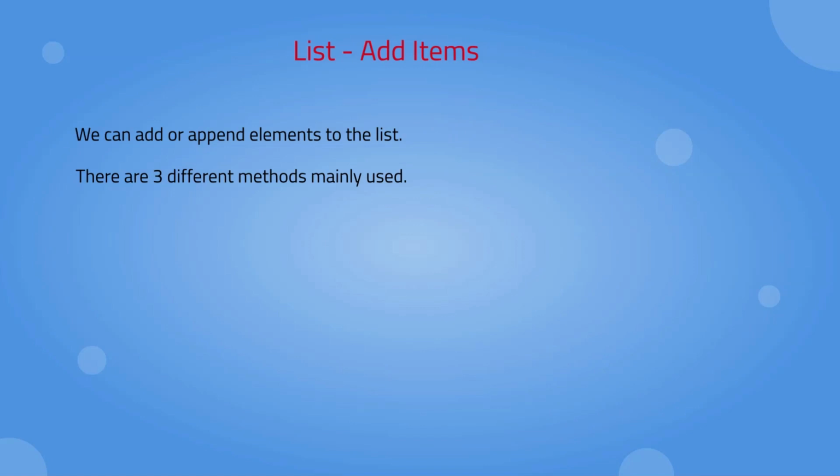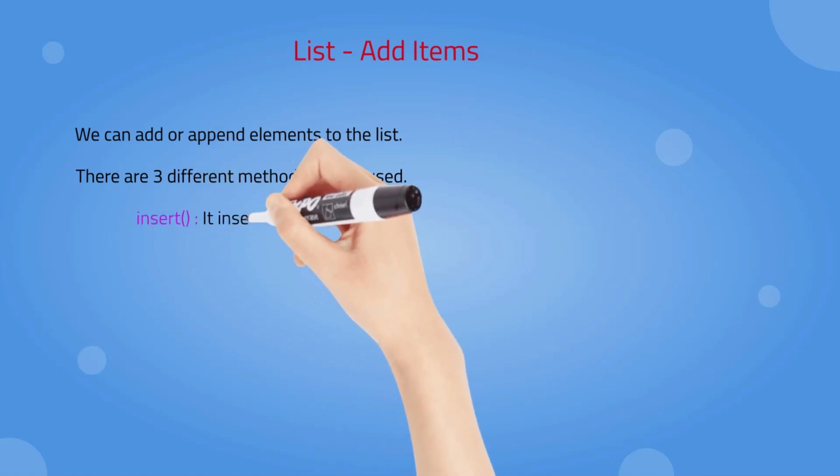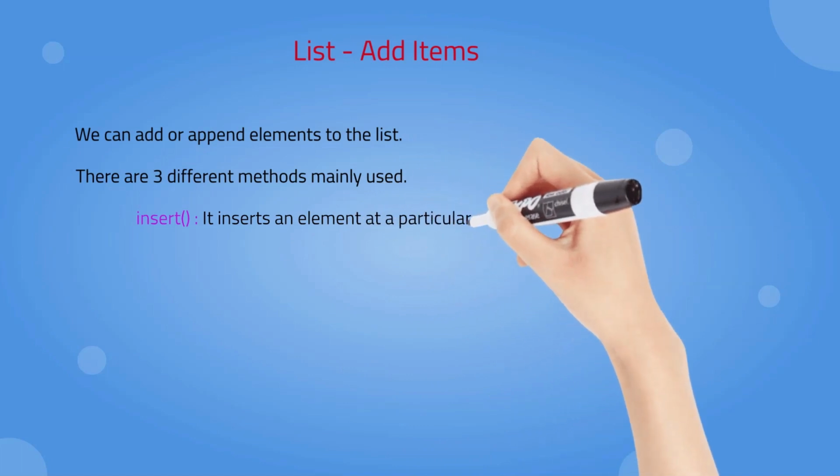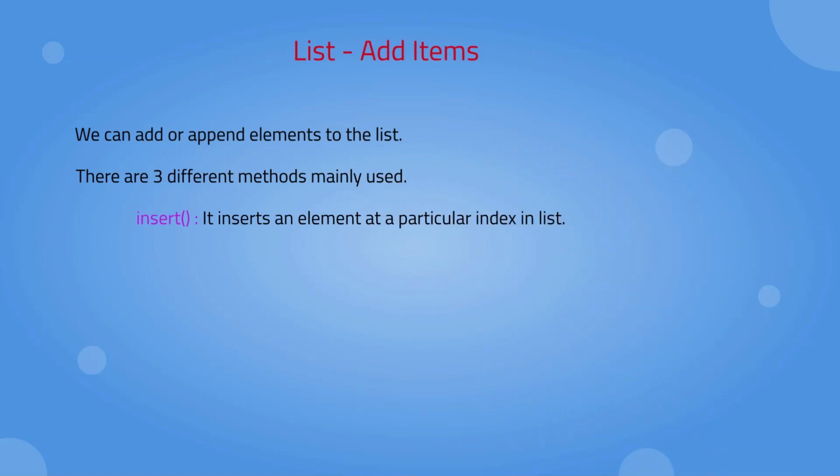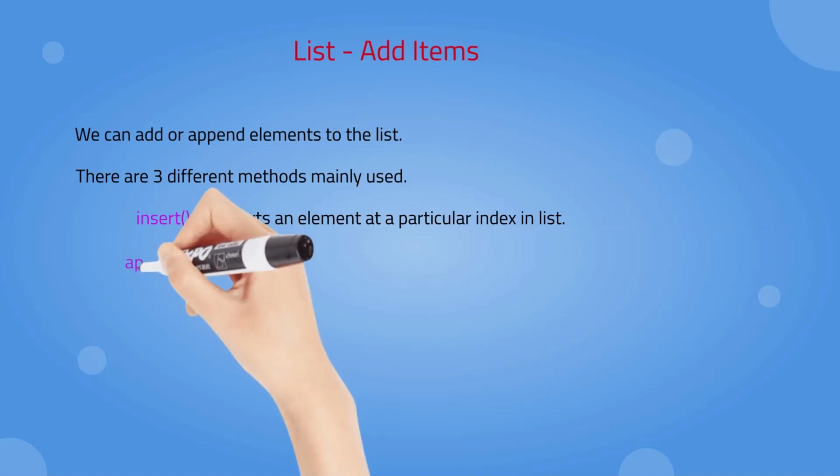First is the insert method. It inserts an element at a particular index in list data, so we could specify the index number where we want the record to be inserted into the list.